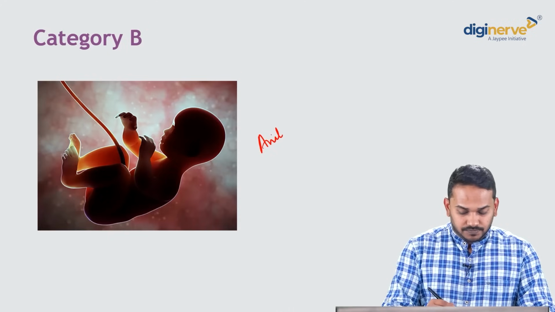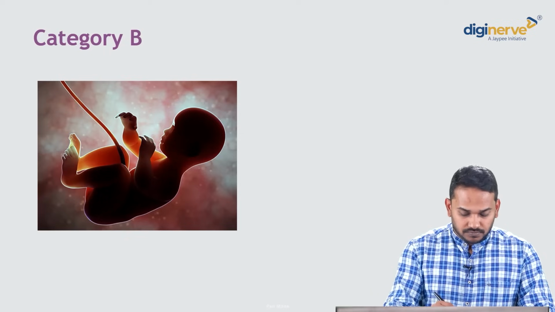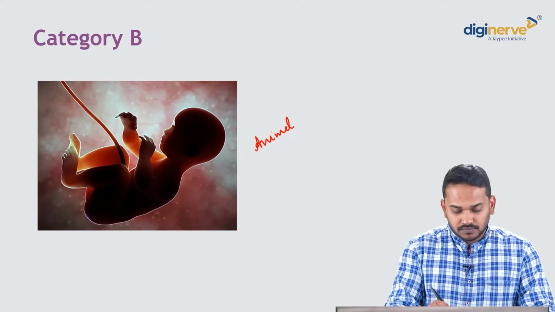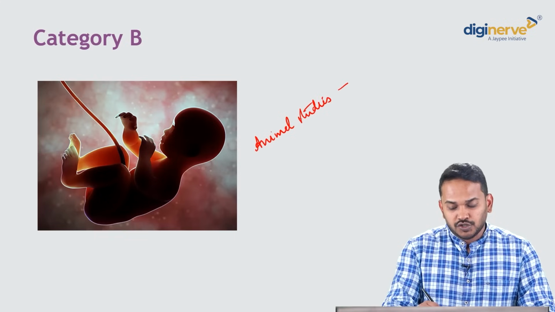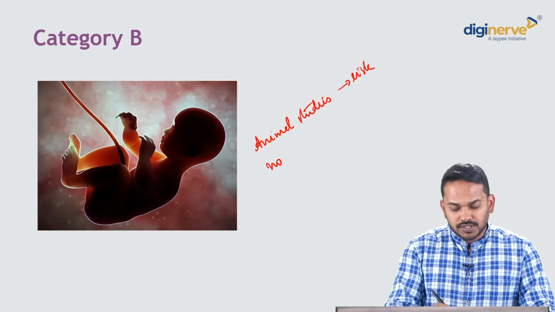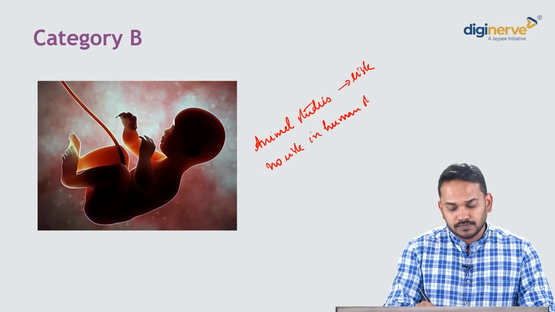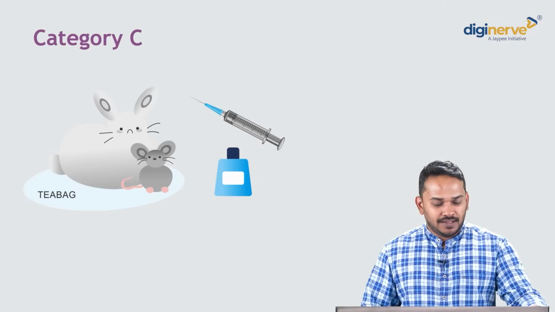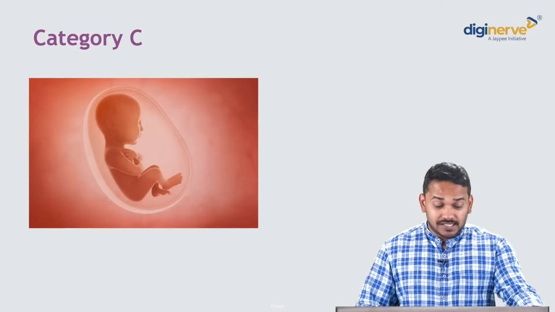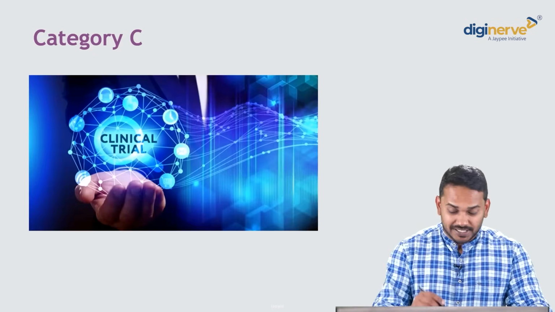Animal studies show risk, no risk in human studies. This is the second criterion for a drug to be categorized as category B in pregnancy. An example of such a drug is amoxicillin. Now, we will see what is category C. Animal studies have shown that there is risk to the fetus, but there are no human studies.